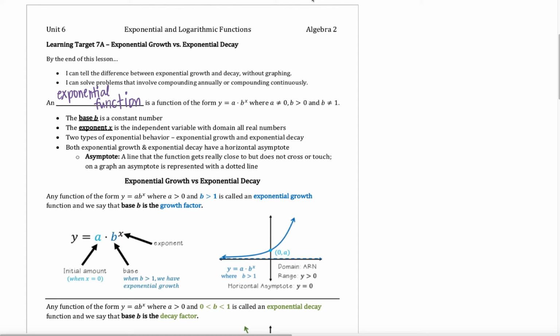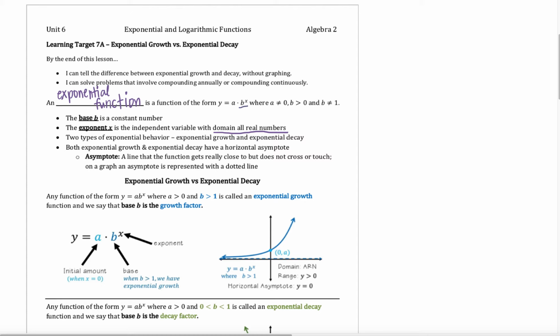An exponential function is a function of the form y equals a times b to the x, where a does not equal 0, b is greater than 0, and b does not equal 1. The base b here is a constant number, and the exponent x is the independent variable with a domain of all real numbers. So this is something different. We've seen exponents before, but we've never seen our variable in the exponent. And that's what makes this an exponential function, is our variable is up there in the exponent.